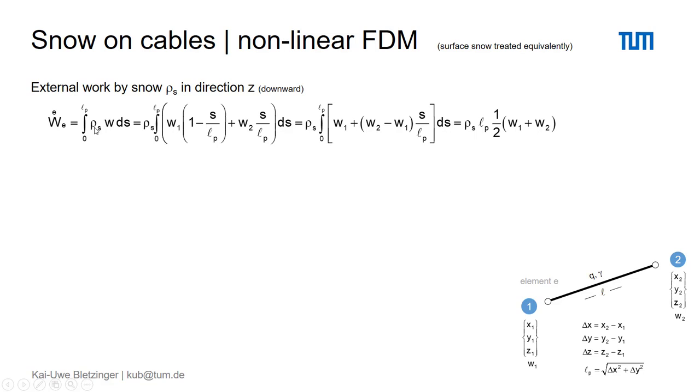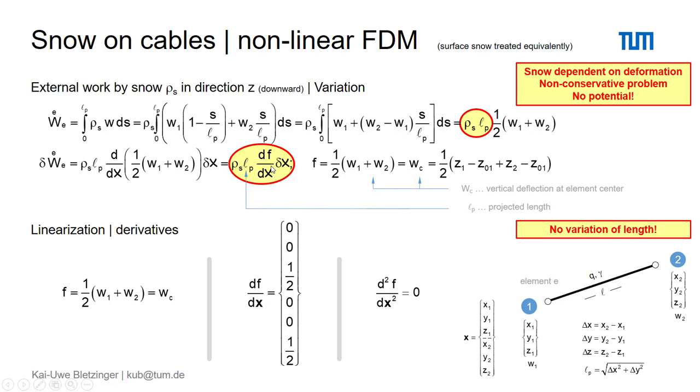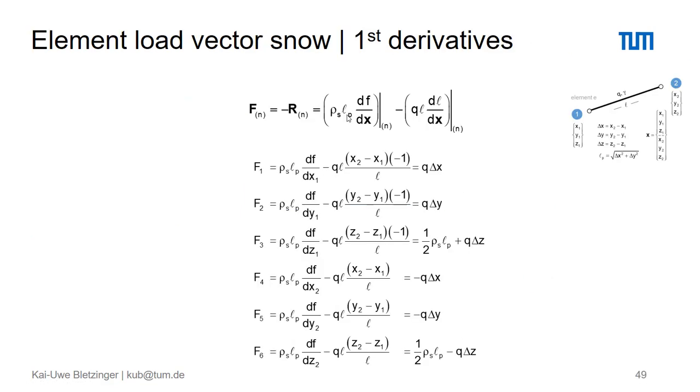That is this one important difference. We consider the action of snow by the intensity of snow, and it performs work with the vertical deflection W as before. We just take the integral, do the variation, again considering that we have a non-conservative problem, and the function f again is the center deflection of the element, and we can go further on again with this vector f and its derivative as before. And that's how in detail the nonlinear load vector, or the negative residual force vector, for the case of snow together with the force density action looks like.